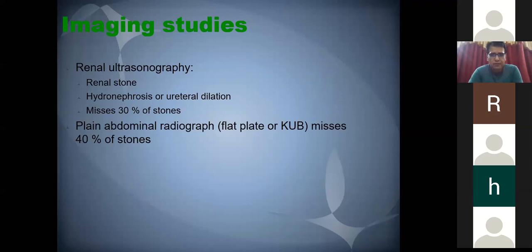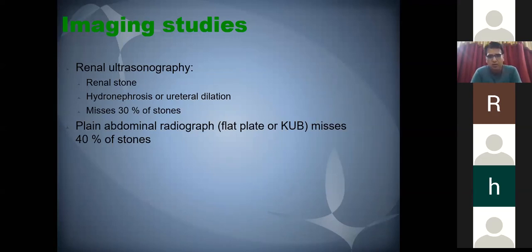Ultrasonography is the basic test usually done. It can pick up a renal stone easily, and it can tell you about hydronephrosis or hydroureter, the dilatation of the renal pelvis or the ureter. It can miss around 30% of the stones present in the ureter. A plain radiograph or X-ray KUB can also be done, but this can miss around 40% of stones, those which are radiolucent.